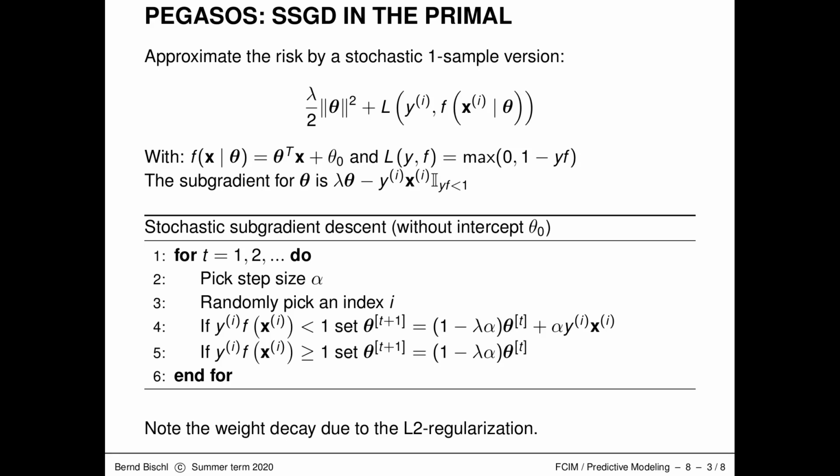We can see this as a stochastic approximation of the full batch gradient descent. And of course, you can also do mini batches if you want to. I'll only discuss here the one sample version, and the mini batch extension is as straightforward as always.